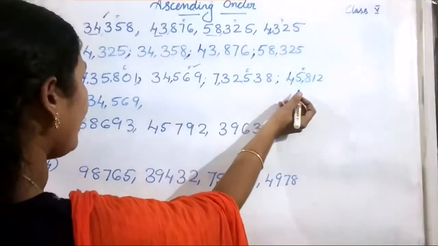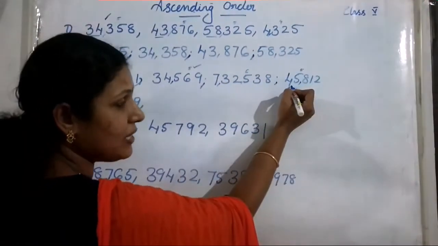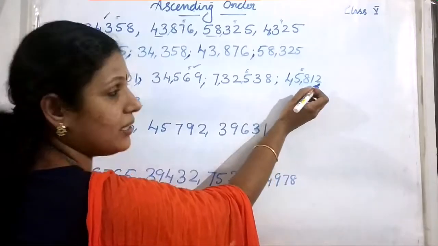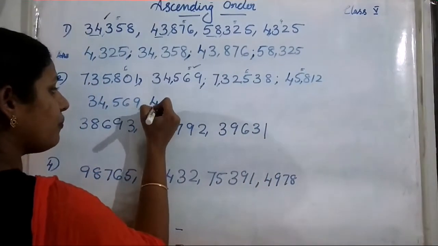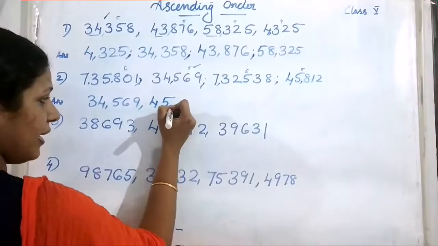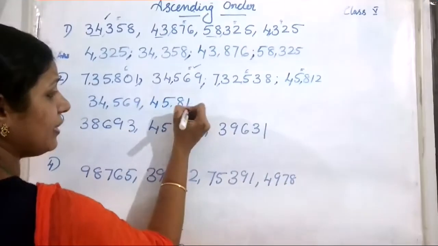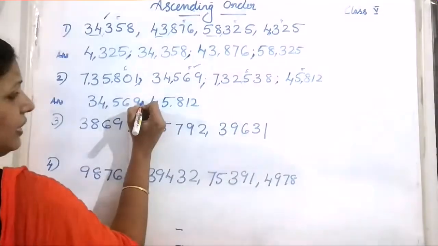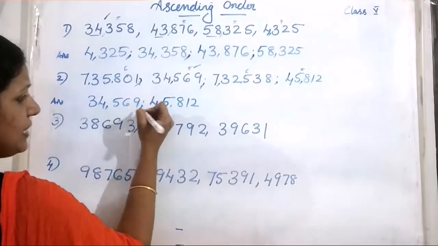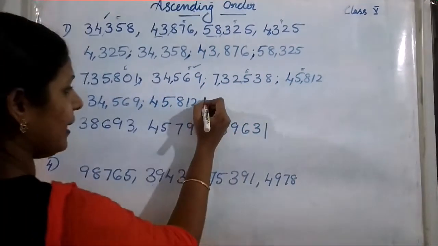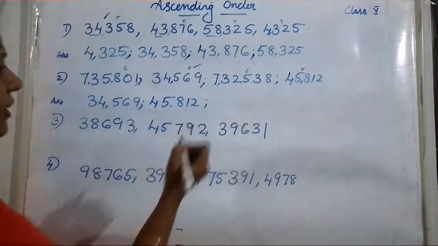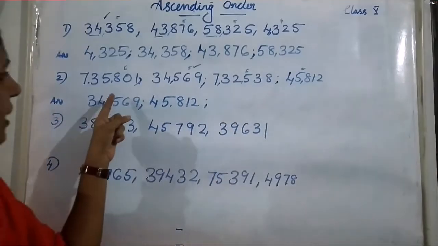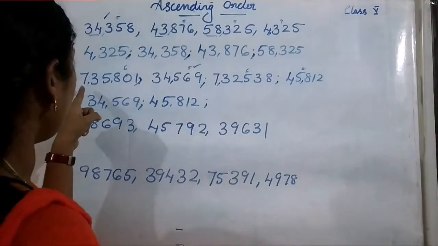Okay. Then the next place we write 45,812. Here we use this symbol to separate the number. The next is this one. The last is comparing this.